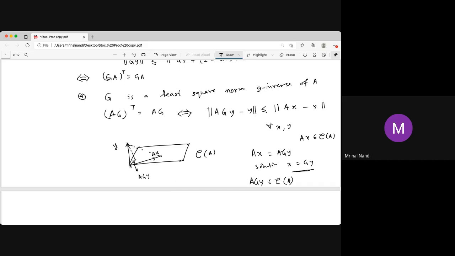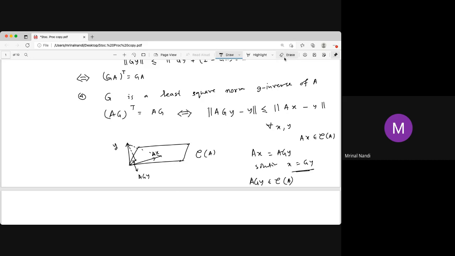So this is the idea. You have to find the point of the column space of A which is closest to y, for what value of x actually. That x is Gy, because any element of the column space of A is of the form Ax. Now the special value of that x, which is actually Gy, is the minimum, closest to y. And that G is called the least square g inverse.